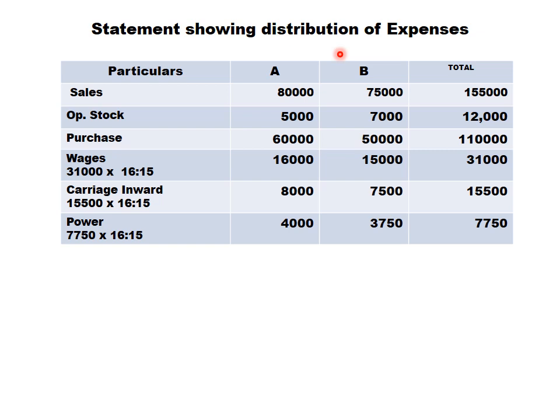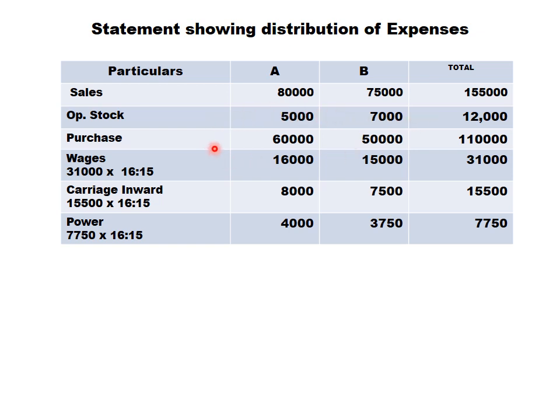Students, we can't go for preparing trading account. The simple reason is they have not given you the closing stock. If closing stock would have given, definitely you could have prepared trading account and find out the gross profit. But unfortunately they have not given you the closing stock. So let us prepare only a statement of distribution. Sales, no need to distribute. They only have given you separately.